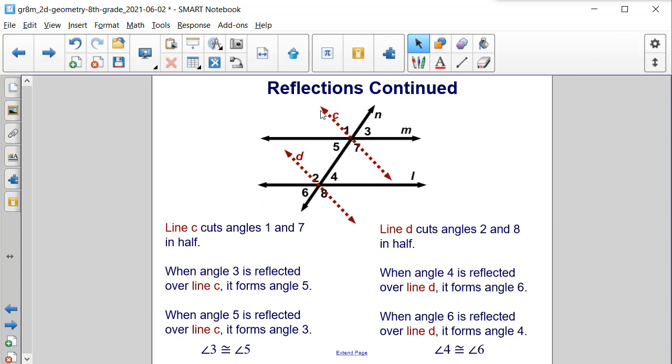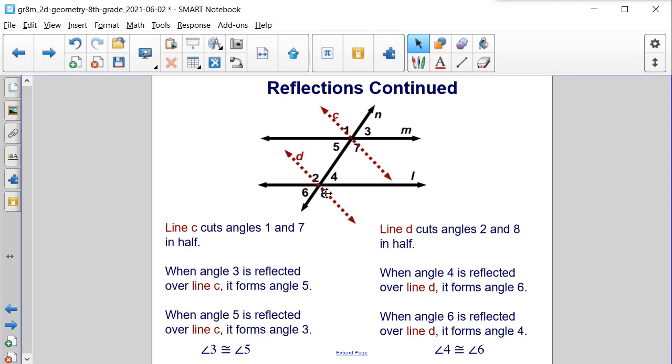If we instead drew lines in this direction, line C cuts angles 1 and 7 in half. And when we reflect angle 3 over line C, it forms angle 5. Similarly, when angle 5 is reflected across line C, it will form angle 3. So therefore, angle 3 is congruent to angle 5.